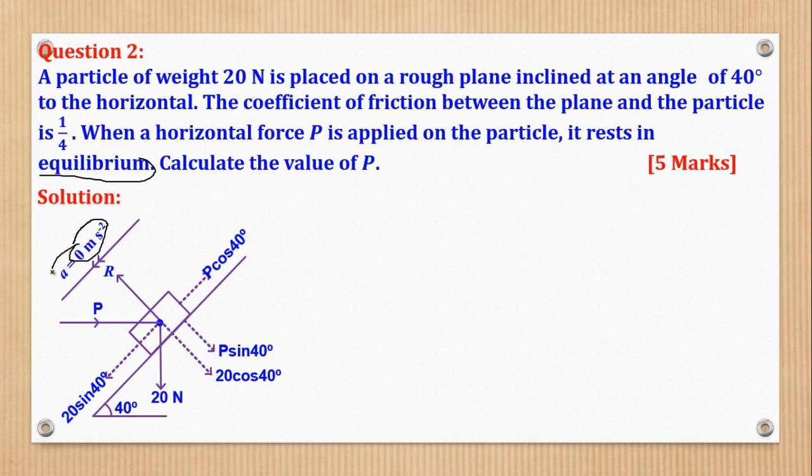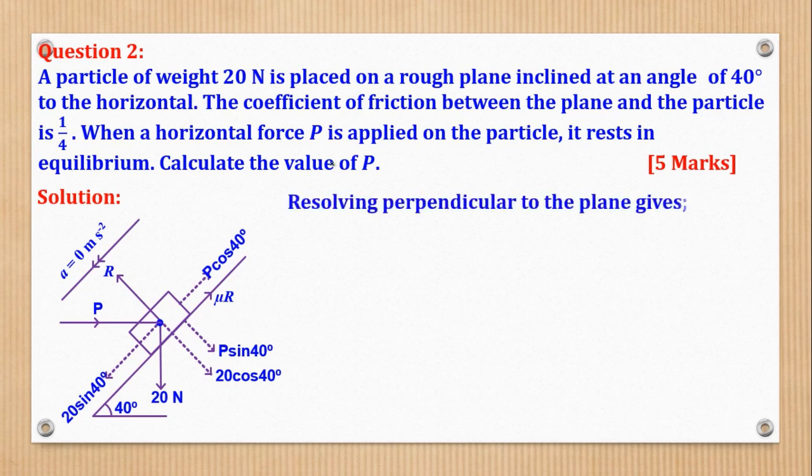But this is to help us to know the direction of friction, because friction will always oppose motion. So because this is going downwards, friction will go upwards, and it is mu R. Okay, so you have put all the forces. Next is to resolve. So resolving perpendicular to the plane, R will be equal to these two.